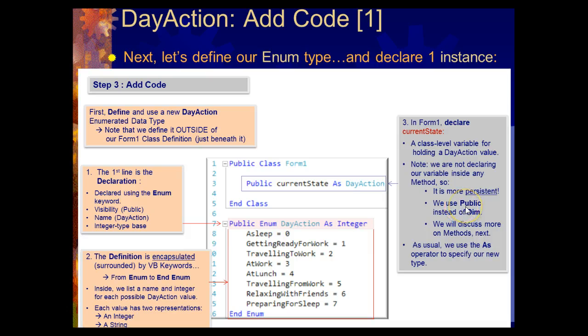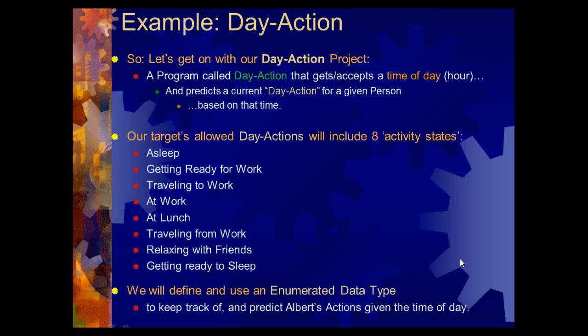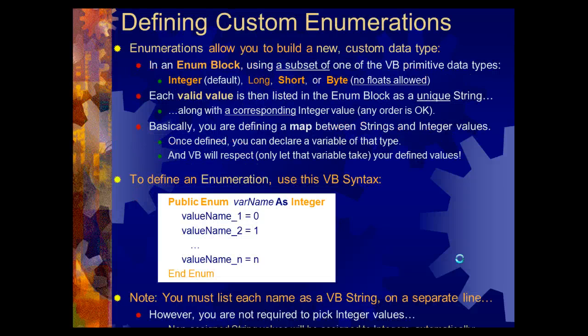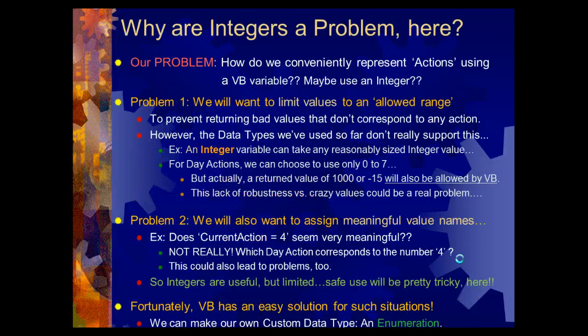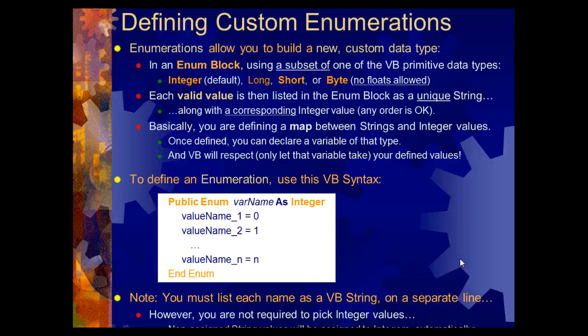We're using public instead of dim. Normally we would use dim, but in this case we use public, and we'll discuss more on methods next. As usual, we use the as operator to specify our new type. Okay, so here's the example. Now let's go back a few slides and see what he says here. So we just finished with this slide before, and now here we are.